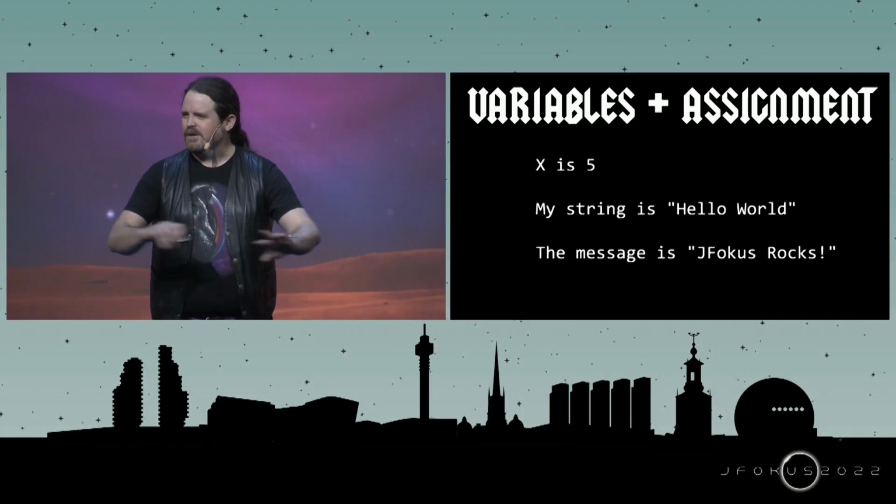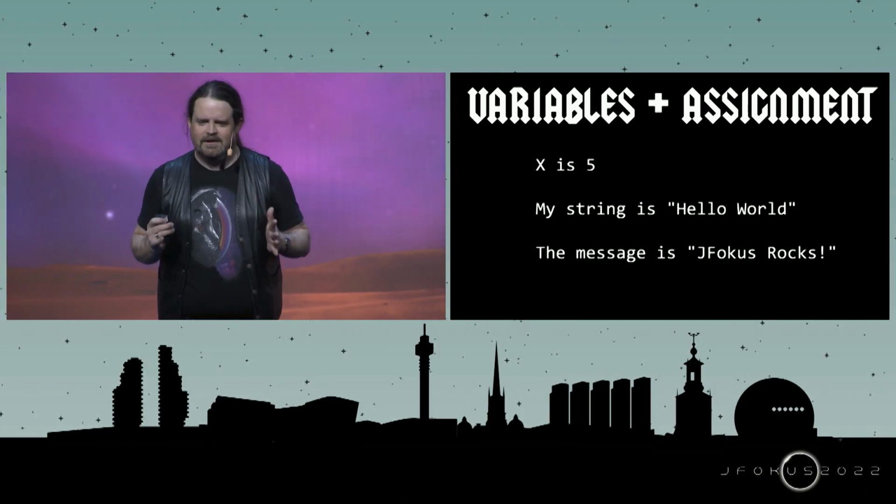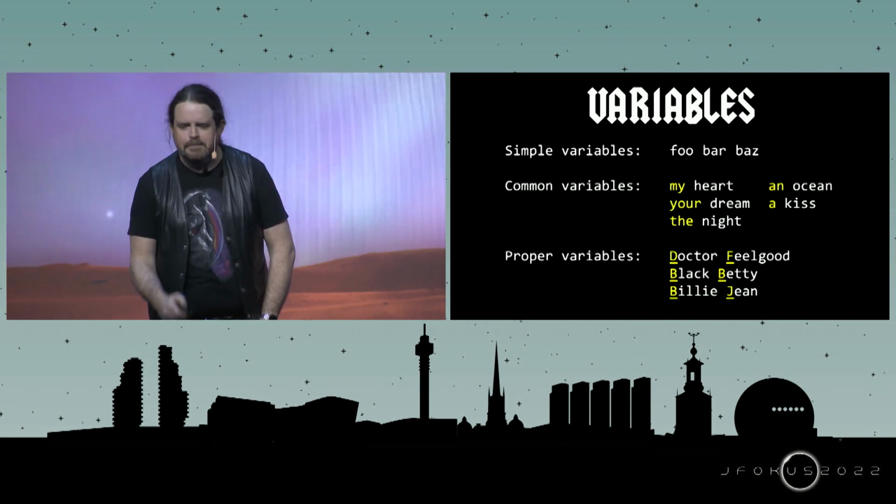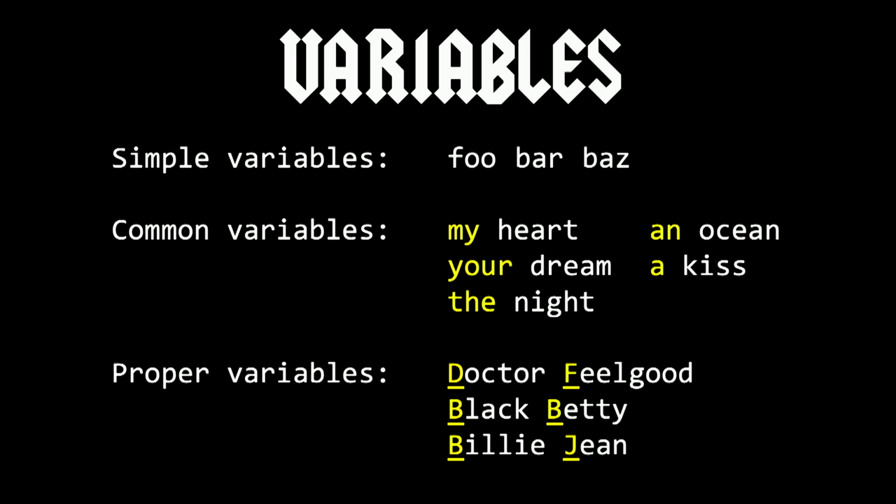Now, I didn't go completely free-for-all. What I decided is that there's 3 different kinds of variables in Rockstar. There are simple variables, which work like they do in Ruby and Python. There are common variables, which have to start with a prefix: my, your, the, and a. So you can have variables, my heart, your dream, the night. And then a proper variable's got to have capital letters, so you can write programs that are songs about people, like Dr. Feelgood and Black Betty and Billie Jean.